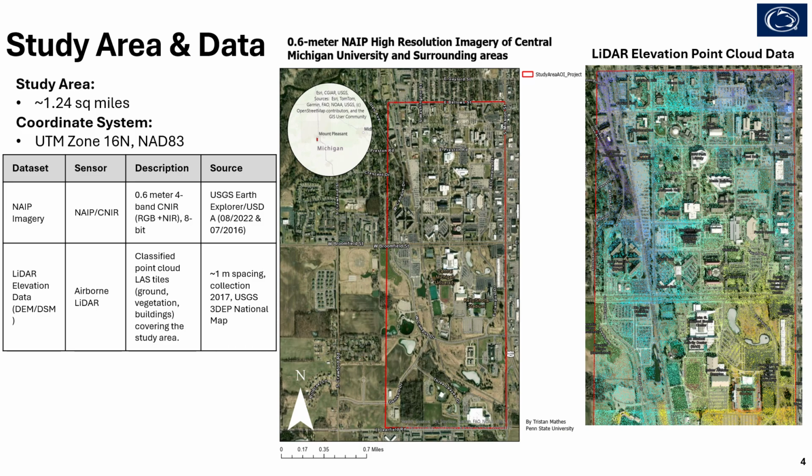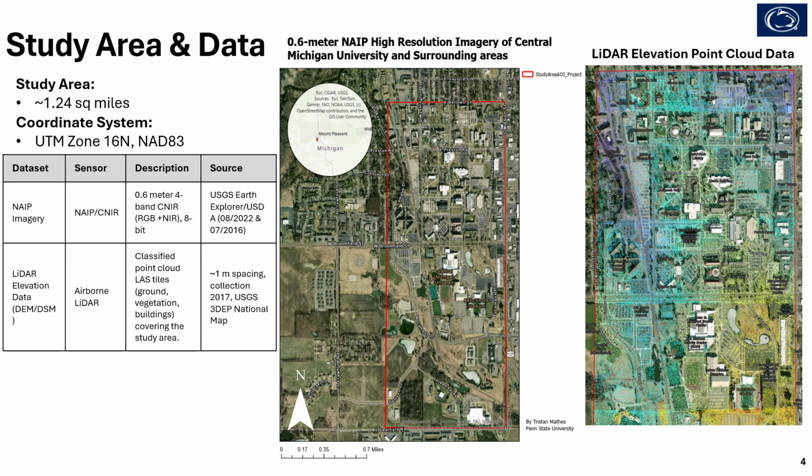The study area encompassed Central Michigan University and surrounding areas in Mount Pleasant, Michigan. This study area included a mix of agricultural fields, wooded areas, and urban infrastructure, making it an ideal location for demonstrating object-based image analysis. The 1.24 square miles, previously reduced from 22 square miles, covers sufficient diversity in land cover to observe meaningful change over time, while remaining manageable for processing high-resolution imagery and LiDAR data.